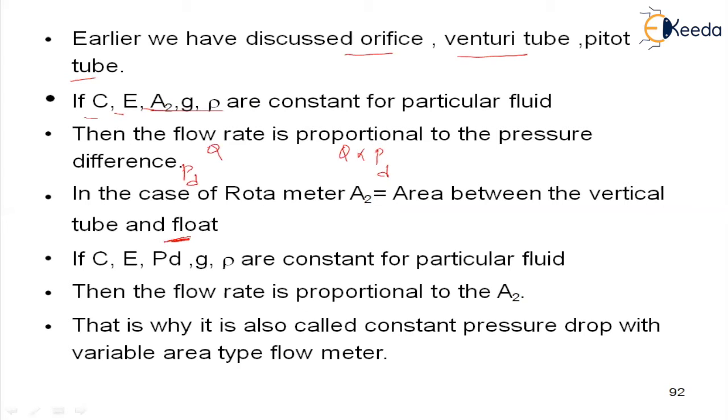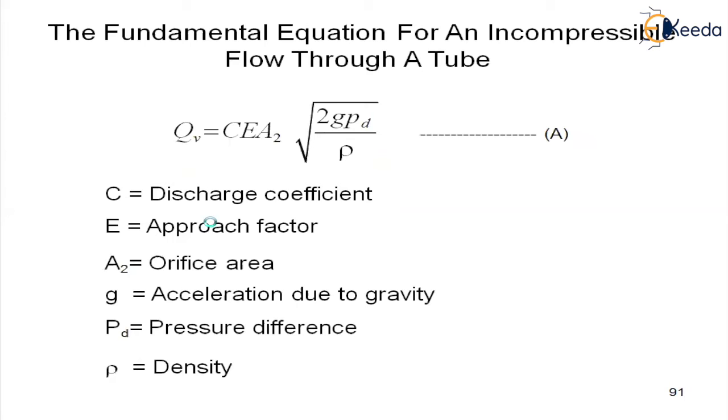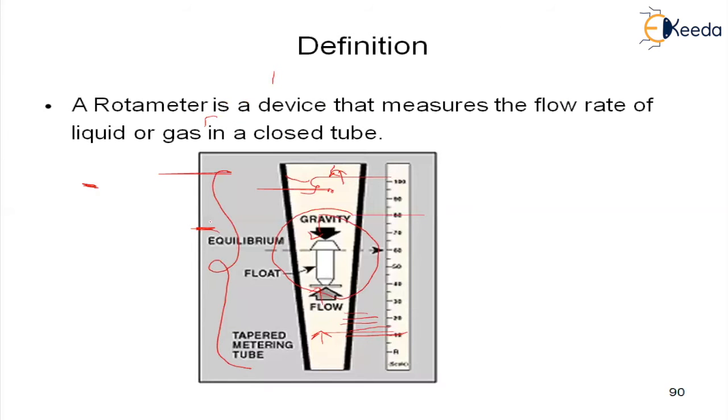Okay, so if I'm going for the rotameter, go for the previous one. So A2, what is the area between the vertical float? This is the area which is called A2, my dear students. Okay, so in that it is there.